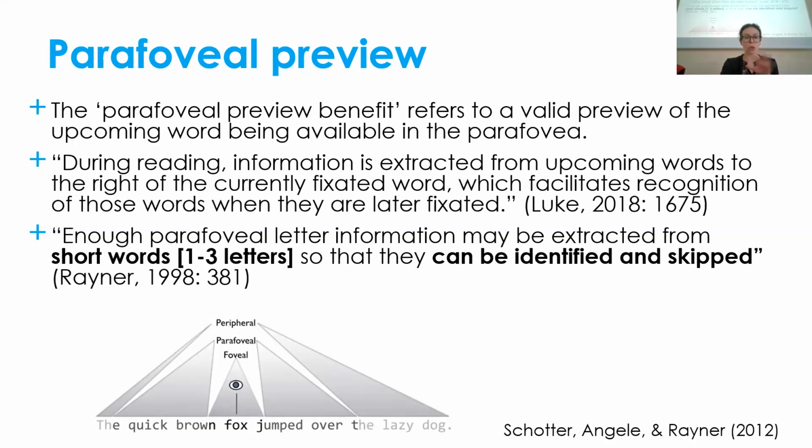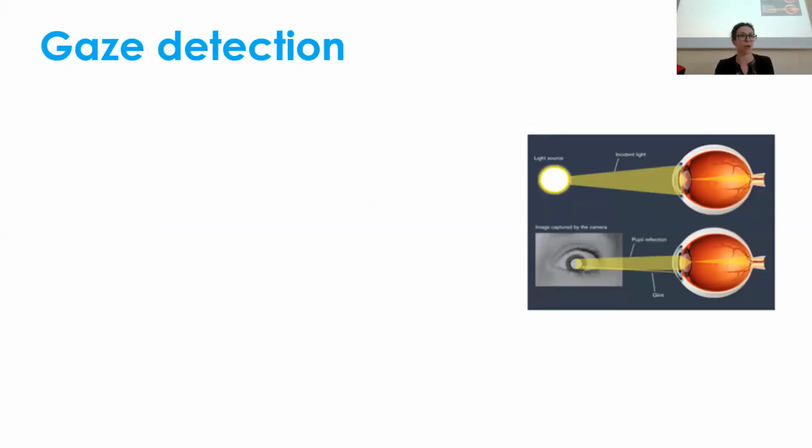Now, I want to stop here in terms of reading and in terms of how the eye works and what we know about the eye, and move back to looking at the eye tracker itself, so the physical hardware and the physical software, and how this influences the detection of the gaze. Right, so this is a bit of a revision slide from our first workshop last month.